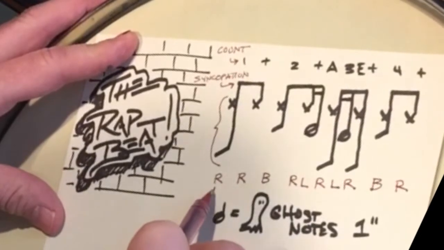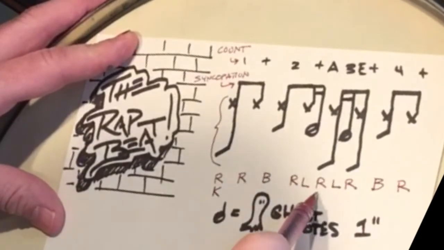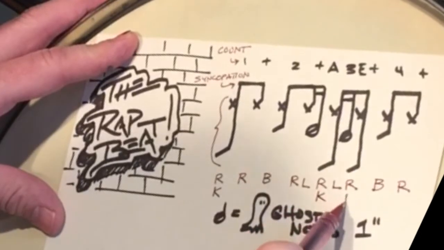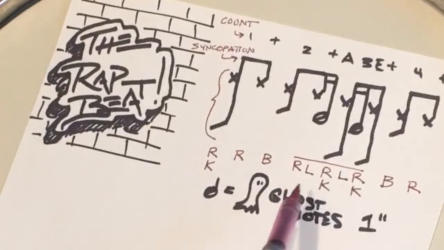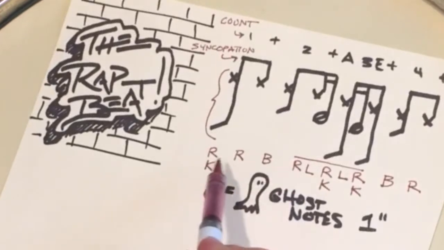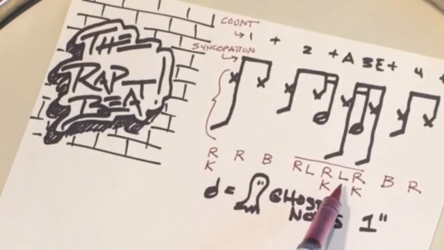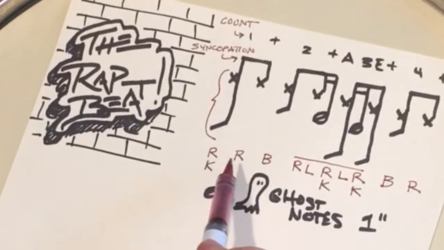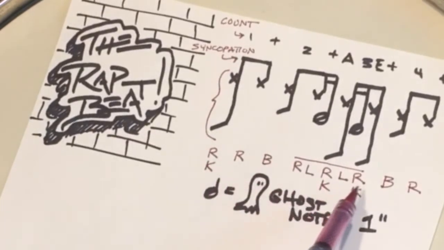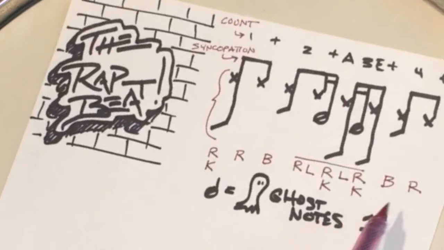Now I'm going to add a K here for a kick drum, and then there is a kick drum here and a kick drum here. This part is fast. Right, right, both, right, left, right, both, right. Right, right, both, right, left, right, both, right.